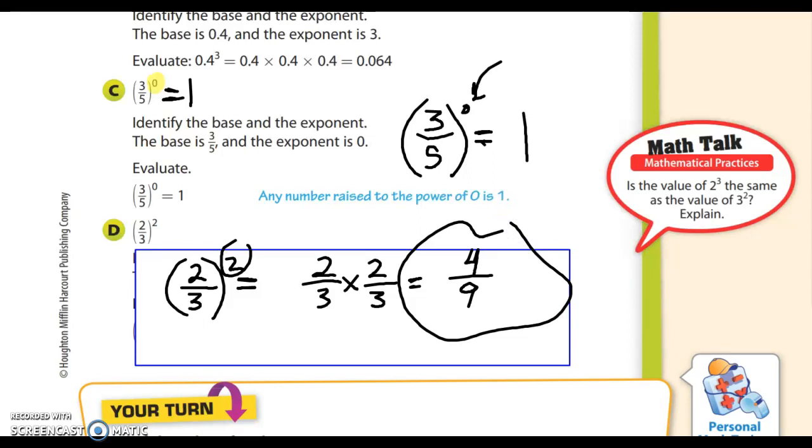What can make them harder is if we end up with an exponent that's a big number. That's where it gets harder. But if the exponent is just a 2, they're really pretty simple. All right, let's try these at the bottom of the page.